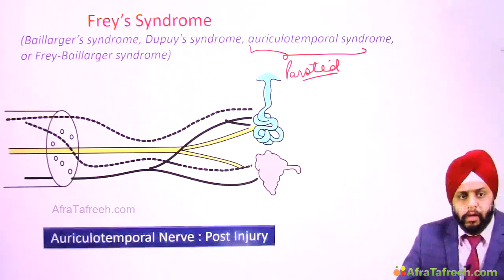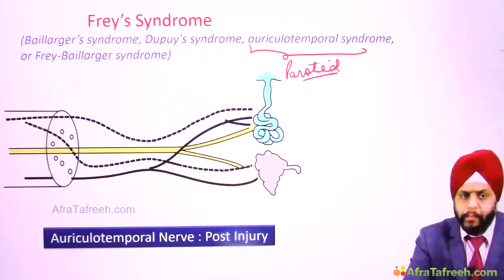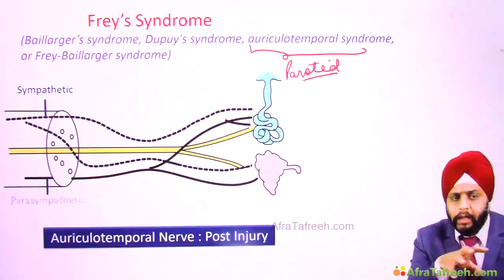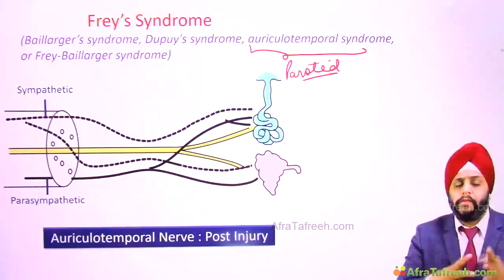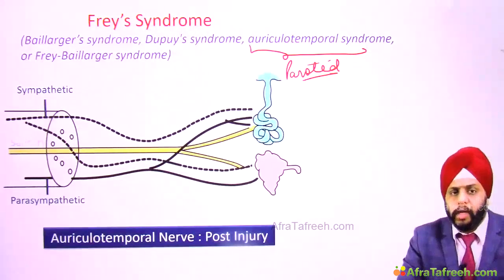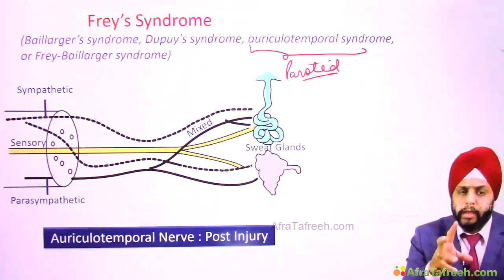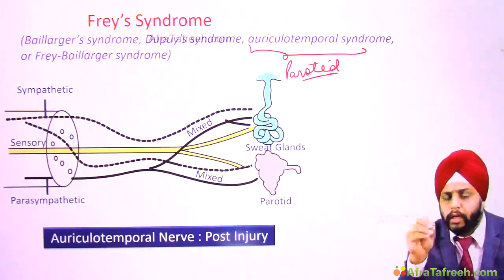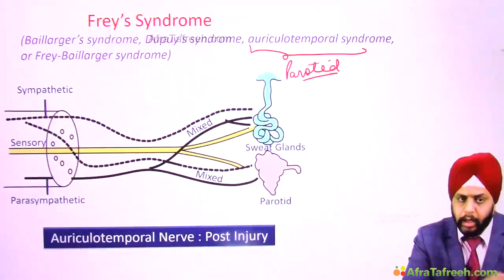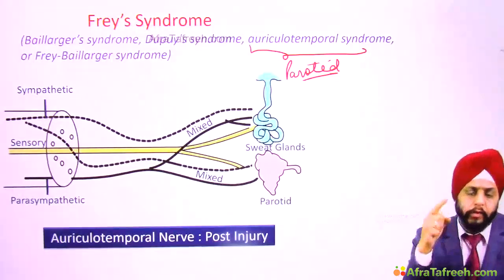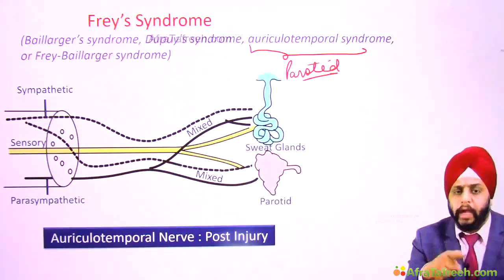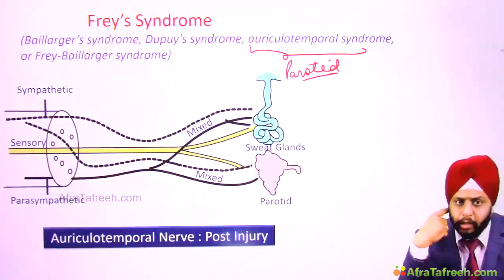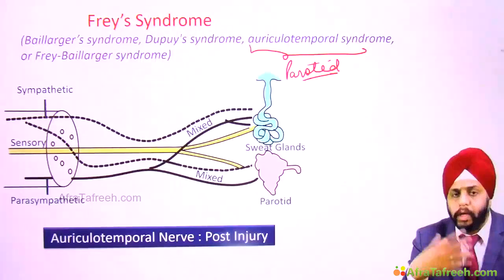So what happens? Now you see over here, when there is a recovery, these sympathetic fibers and the parasympathetic fibers get intermixed during the recovery. So now they become mixed fibers, and now the mixed sympathetic and parasympathetic fibers are supplying the sweat glands and the parotid gland. That means if there is a stimulus to secrete the saliva, you try to eat something, there is a stimulus to secrete the saliva that has to go to the parotid gland. Now it will also go to the sweat glands. So what will happen?